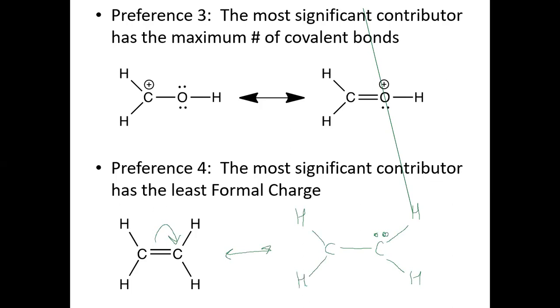Right now, this carbon has a plus charge. This carbon has a negative charge. I can have charges, but when I think about what is the biggest contributor, it is the resonance form where I minimize those charges. Right now I have a plus and a negative, so 2 atoms have charges. Here on the left, there's no charge on any of my atoms. The one on the left is going to be my biggest resonance form.